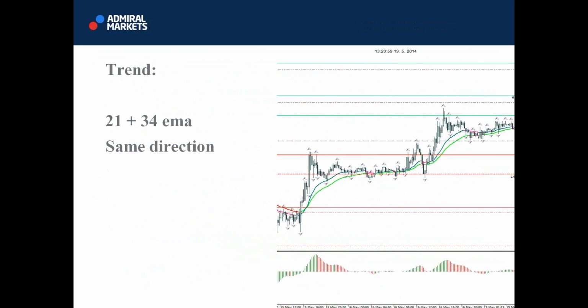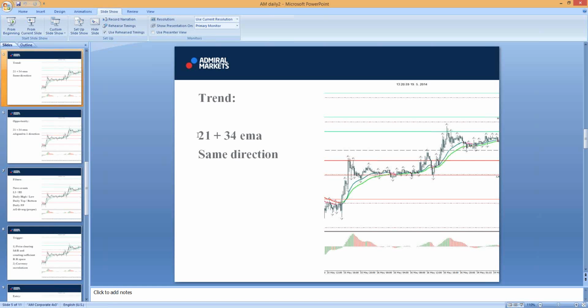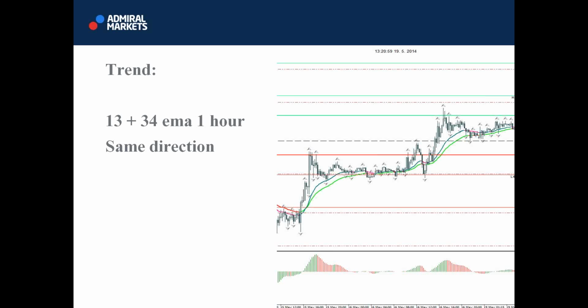The trend in this particular strategy is used by the 21 and 34. You may actually switch to the 13 and 34. Let me correct that right away. In the meantime, on the hourly, same direction here on 1 hour chart. So when those two are aligned basically and are also pointed in the same direction, then we have a trend. When they're in the same direction, that's the trend. Specifically, if they're aligned to one direction, that is the opportunity.